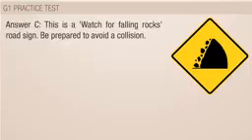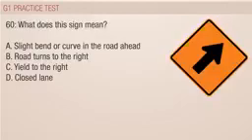Answer C. This is a watch for falling rocks road sign. Be prepared to avoid a collision. Question 60. What does this sign mean? A. Slight bend or curve in the road ahead. B. Road turns to the right. C. Yield to the right. D. Closed lane.